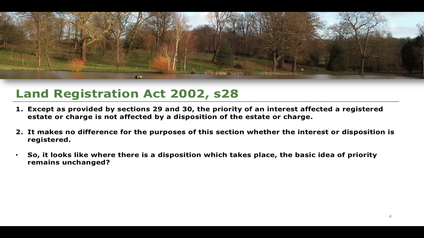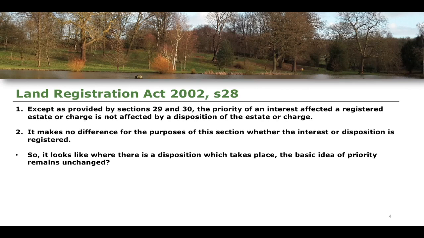So it looks here like where there is a disposition which takes place, the basic idea of priority is unchanged. Where a conveyancing takes place, the interest affecting a registered estate or charge is not affected by the disposition on that estate or charge, and it makes no difference whether or not this is registered or not. So it seems like priority is pretty straightforward in this regard.